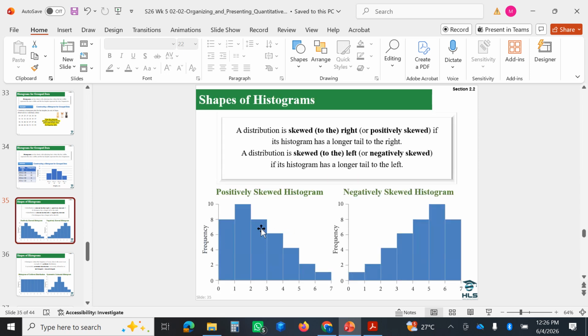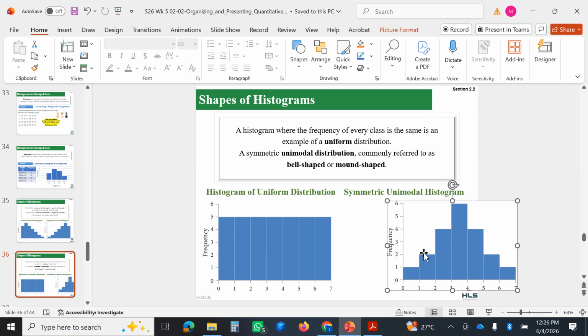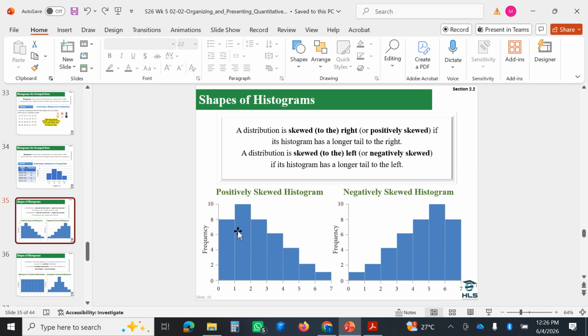A distribution is skewed to the right, or positively skewed, if its histogram has a longer tail on the right. You're going to see something like this. Generally speaking, statisticians love a histogram that looks like this. It's called unimodal. It's got one peak, symmetrical on both sides, and this is what we're going to deal with towards the end of the course. Unimodal, one peak. But sometimes you can have unimodal, but then skewed, right?